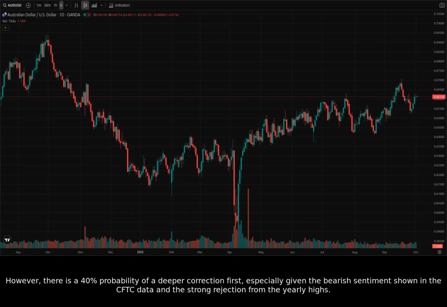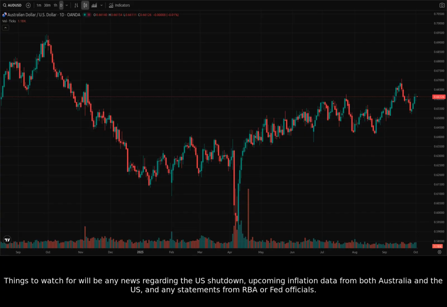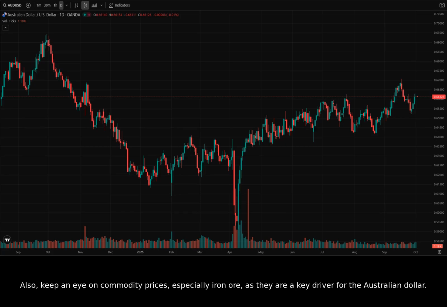However, there is a 40% probability of a deeper correction first, especially given the bearish sentiment shown in the CFTC data and the strong rejection from the yearly highs. A break below 0.6812 would strengthen this bearish scenario, putting a test of 0.6700 firmly in play. Things to watch for will be any news regarding the U.S. shutdown, upcoming inflation data from both Australia and the U.S., and any statements from RBA or Fed officials. Also, keep an eye on commodity prices, especially iron ore, as they are a key driver for the Australian dollar.